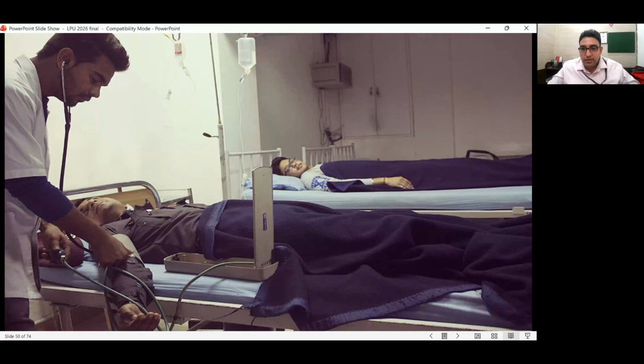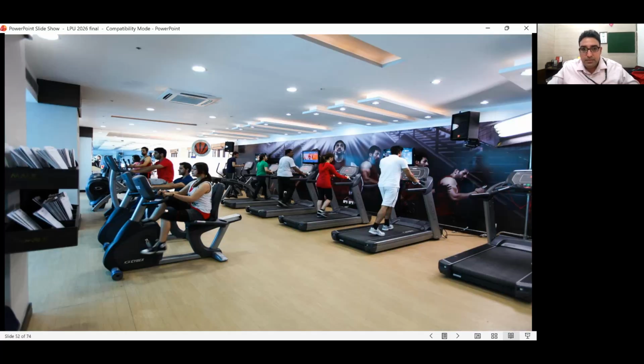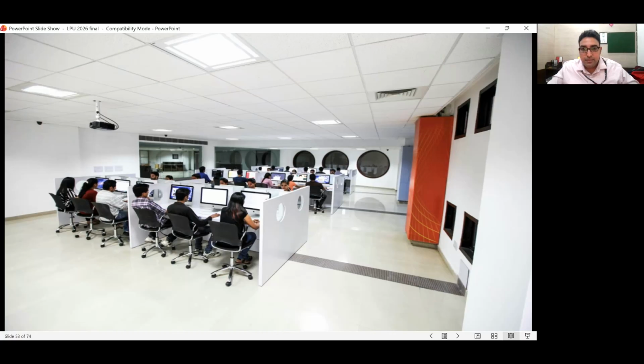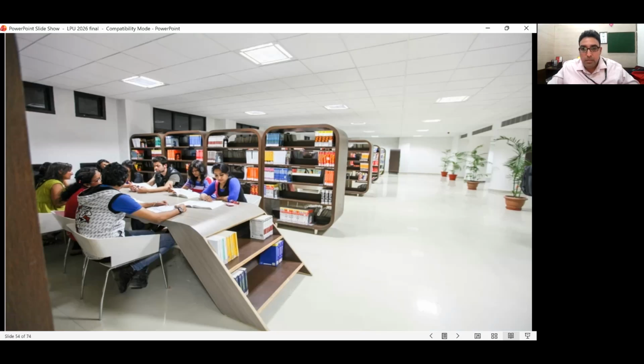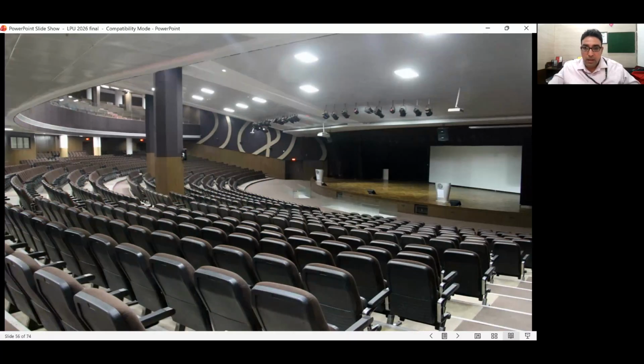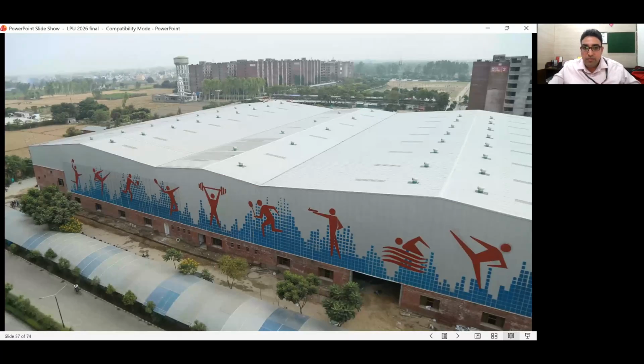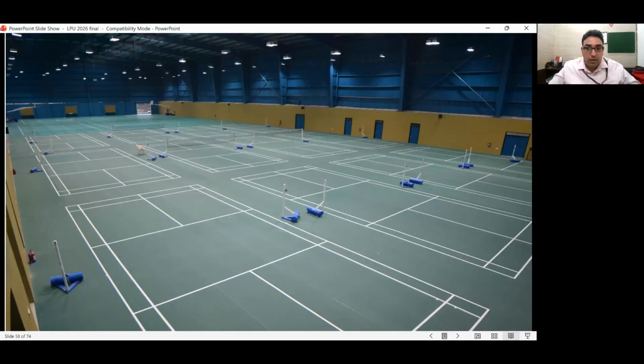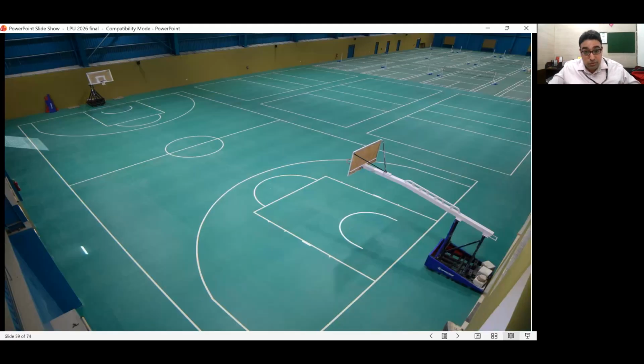We have 50 hospitals inside the university campus. We are always ready for contingencies. World-class gymnasium, world-class IT infrastructure, world-class libraries, multi-story libraries are available in each block. There is a shopping mall where you can meet all your needs inside the campus only. An auditorium of 2,005 capacity. This is an indoor sports complex where we prepare our students to take part in the Olympics. You name a sport, and we do have it here at the university campus. Badminton, basketball, even shooting ranges are there.